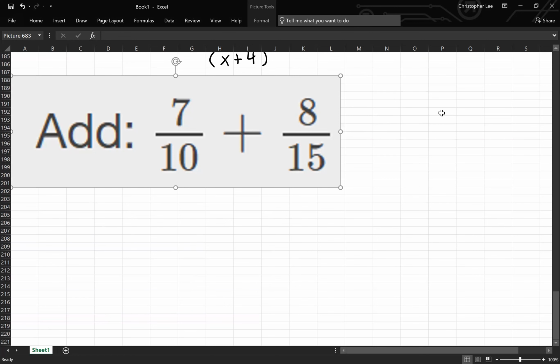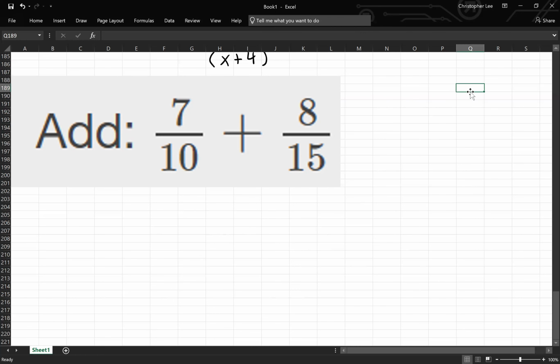So how do I do this again? This is 7 over 10 plus 8 over 15. I want to add these together. LCD, right? What is the LCD here? Not 5. Remember, 10 and 15 have to go into it. Not cross multiply. That's when you have the equal sign. It's 30, right? The LCD here is 30.